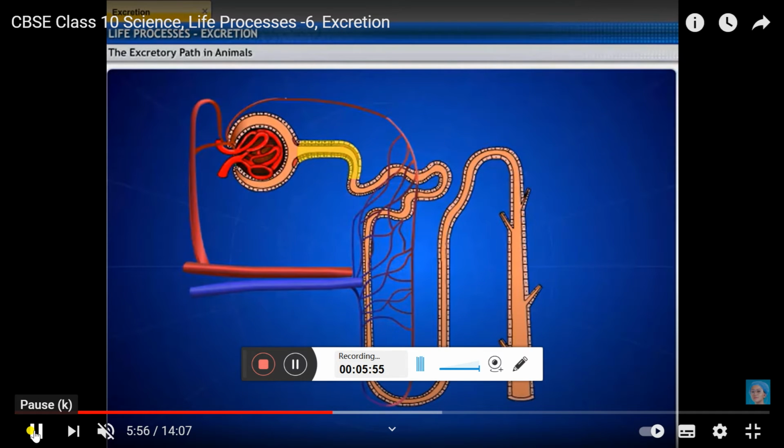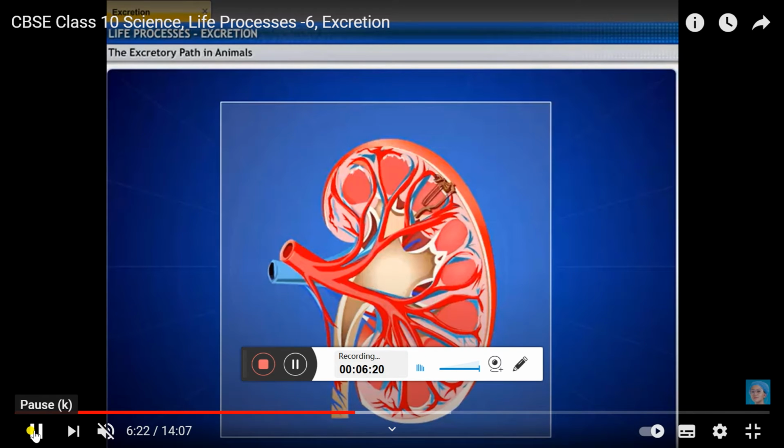The renal tubule leads away from the Bowman's capsule and becomes highly coiled to form the proximal convoluted tubule. The tube makes a hairpin loop called the loop of Henle and joins the distal convoluted tubule. The distal convoluted tubule leads into a collecting duct, which passes into the renal medulla.